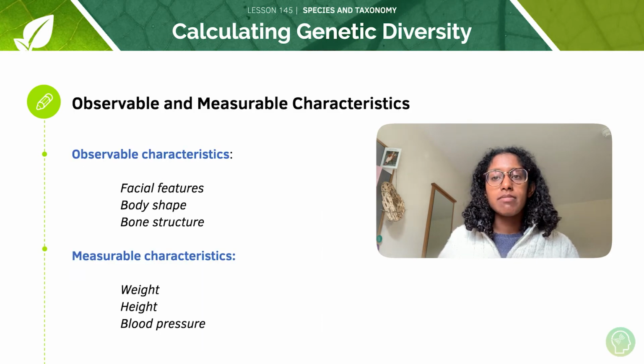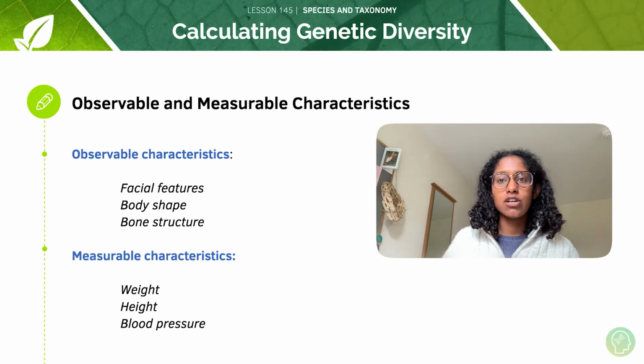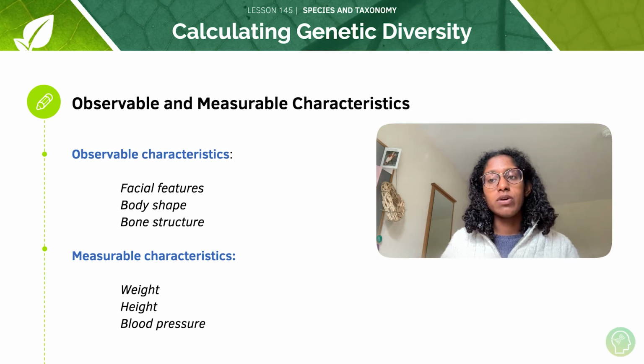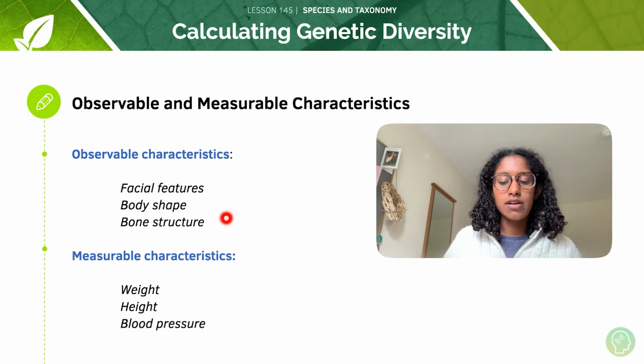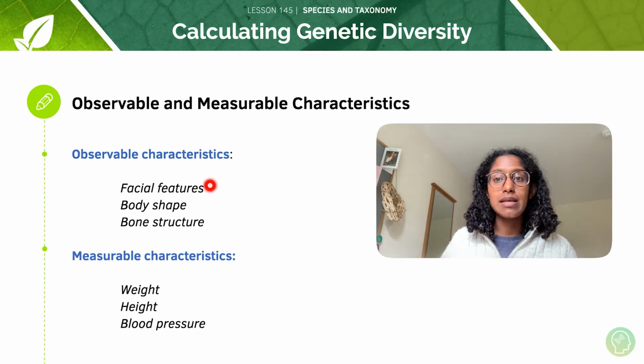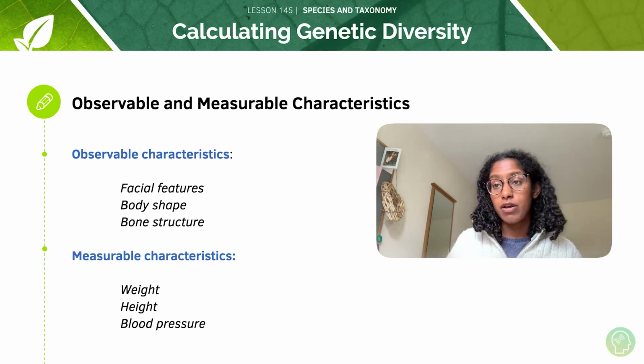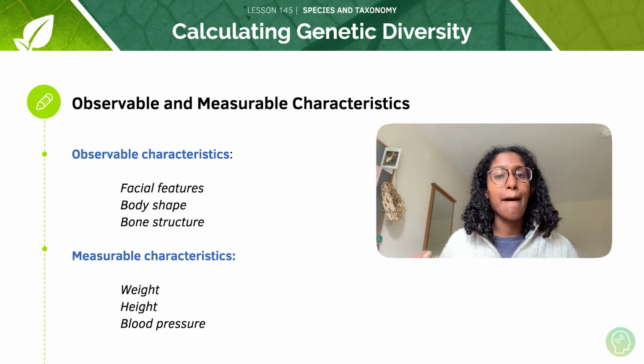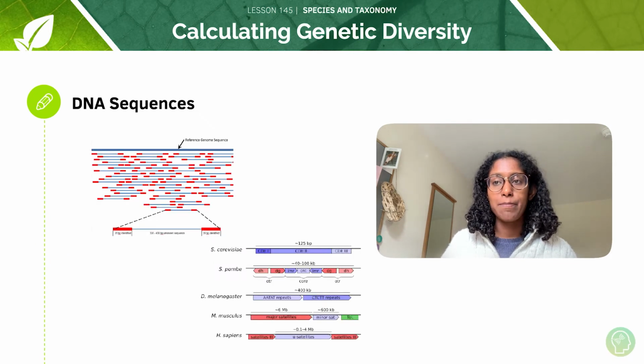So how do we measure characteristics? Well, there are some observable characteristics such as facial features, body shape and bone structure, and there are measurable characteristics, so weight, height, blood pressure, for example. So we can deduce similarity between organisms by looking at how they are different or similar in terms of observing them, so looking at their facial features, body shape, bone structure, but we can also look at measurable characteristics and see if they are similar or not in that way.